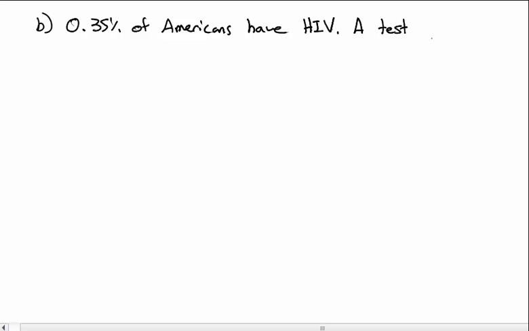Let's say, according to Google, so it must be true, 0.35% of Americans have HIV. A test for HIV will give a false negative. False negative means it says, no, you don't have the disease, but you actually do. A false negative 0.2% of the time.